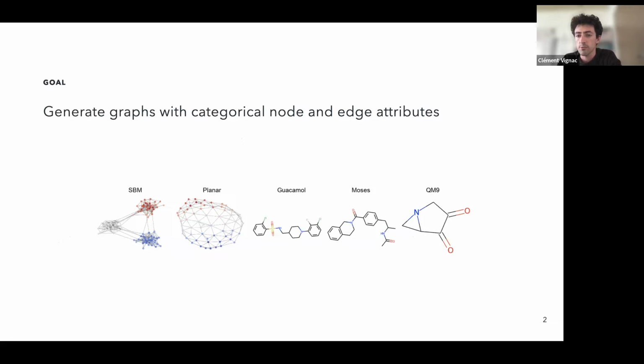So our goal is to generate graphs with categorical node and edge attributes potentially. So these are samples from our model. On the left, you can see two examples of graphs that don't have attributes. But if you want to generate molecules, you want to generate atom types, and you want to generate bond types, so you use discrete attributes.